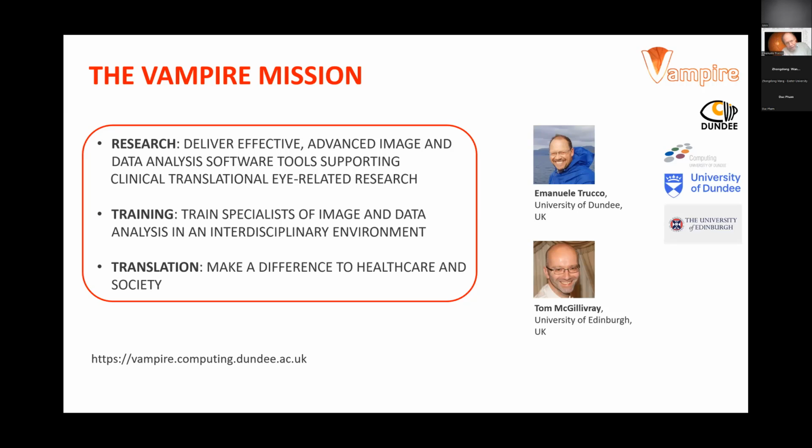Our mission is divided in three parts, if you like, or composed of three elements. Research, of course, our research is clinically motivated. There's ultimately the ambition of doing something useful. This is a translation part that makes a difference to healthcare, to all aspects of our health society. And of course, there's a training element, in the sense of introducing the next generation. In 20 years, a few generations of people have gone through our training, and we teach them what is important, particularly from the interdisciplinary point of view.